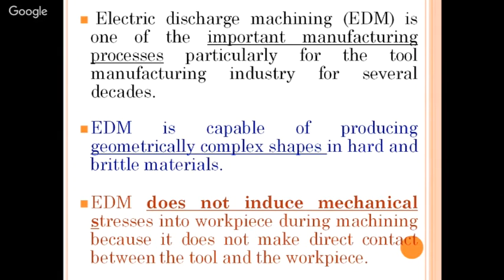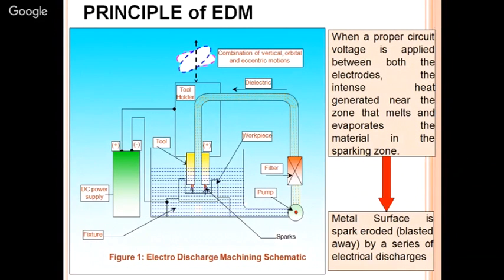It is one of the most important manufacturing processes which can produce geometrically complex shapes in hard and brittle material. And the biggest advantage is that you can machine any material irrespective of its hardness and toughness. But the condition is that the material should be conductive in nature, a conductor of heat and electricity. Whether it is of high hardness or high toughness, it can machine any material. This is one of the biggest advantages of this kind of machining.